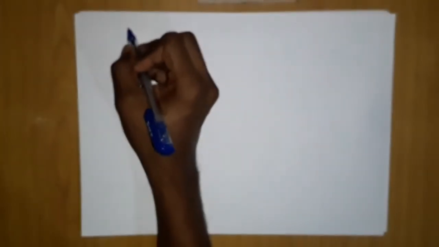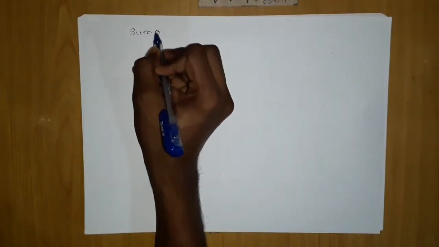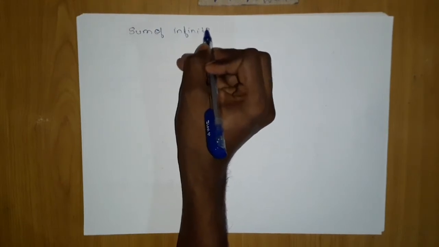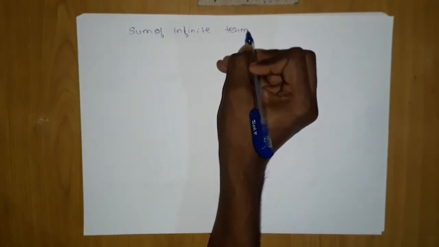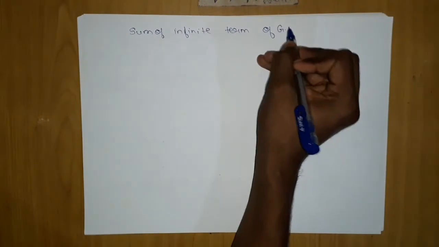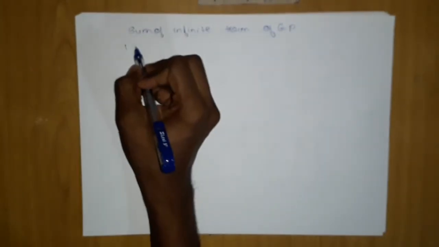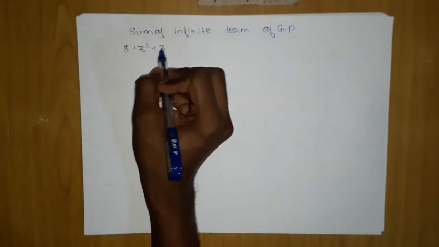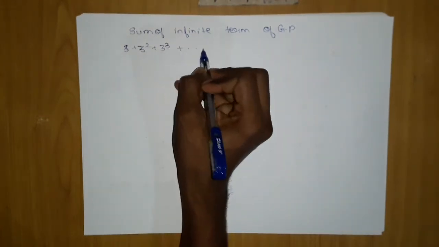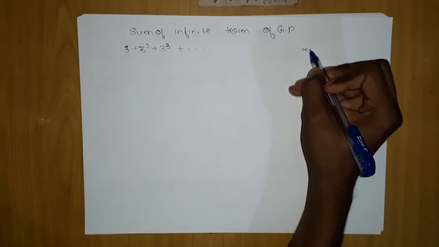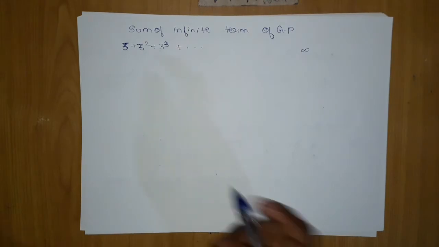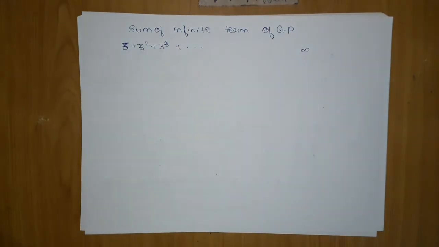Which is the sum of infinite terms of a GP. Now if I say 1 plus 3 plus 3 square, 3 cube, like this, it is a GP. If I say it goes till infinity, and ask you to find the sum, you will say its sum is infinity. So there is no logical use of it.